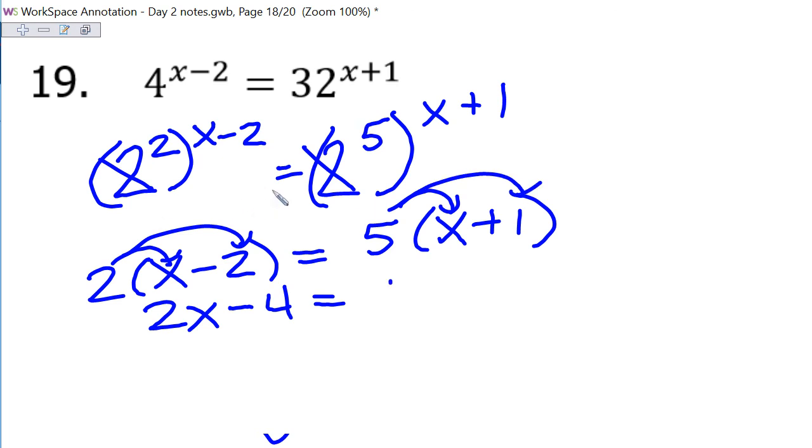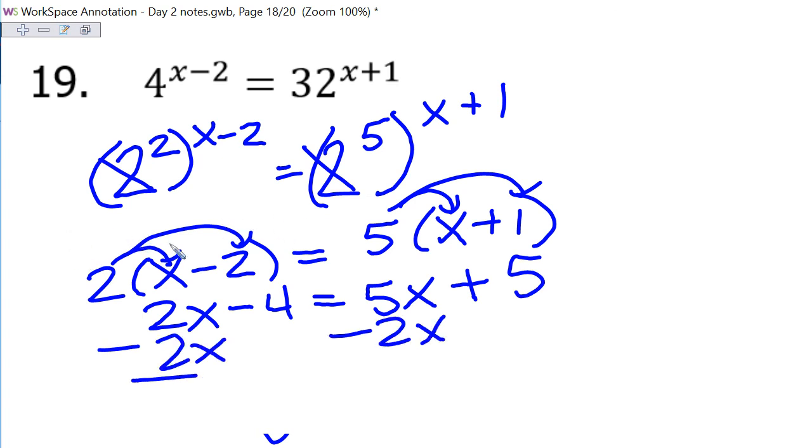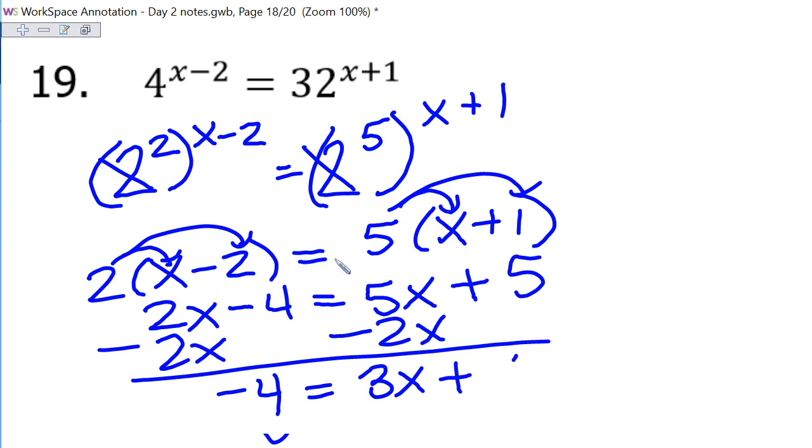What's next? Subtract the 2x to both sides. So negative 4 equals 5x minus 2x is 3x plus 5. Subtract 5 to both sides. This would be negative 9 equals 3x. And divide both sides by 3. And what does x equal? Negative 3.